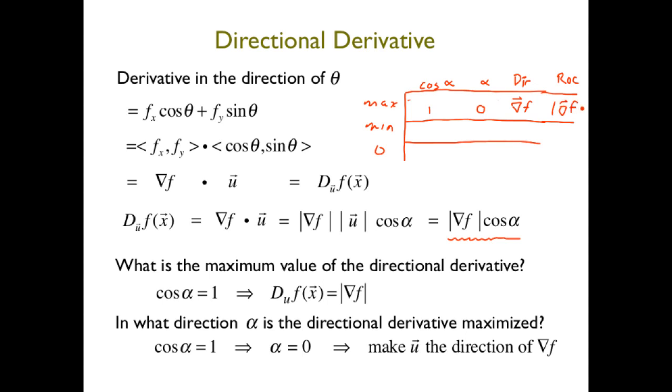So one thing we didn't talk about, but it's not a big stretch, somewhat obvious: we want the minimum rate of change, which is when cosine alpha is -1, right? And so in order for cosine alpha to be -1, alpha is what angle?